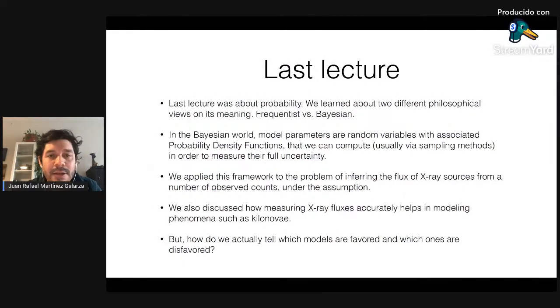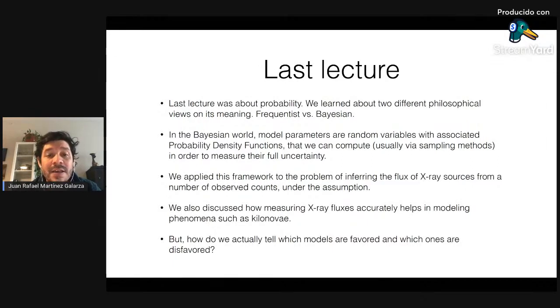So let me just start first by telling you a little bit of what we did last lecture yesterday. I know it was a little bit dense. We did a lot of probabilistics and statistics, but I wanted to take home only a few messages from that lecture. Basically, the first thing we learned yesterday was about two different philosophical approaches to probability, the meaning of probability of the frequentist, for which probability is seen as the result of repetition of an experiment and the frequency with which you observe a result, versus the Bayesian interpretation of probability, in which model parameters themselves are random variables that have associated probabilities to them. And that probability is associated to the degree you believe that particular model has a parameter. So that's kind of the central message from yesterday's lecture.